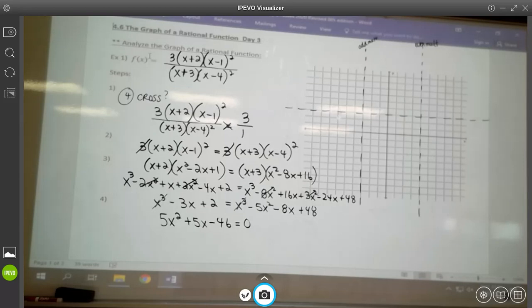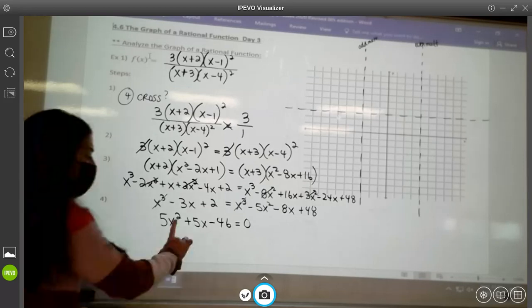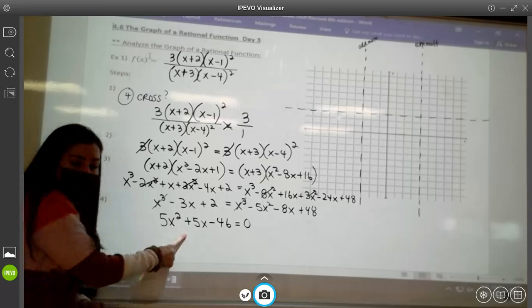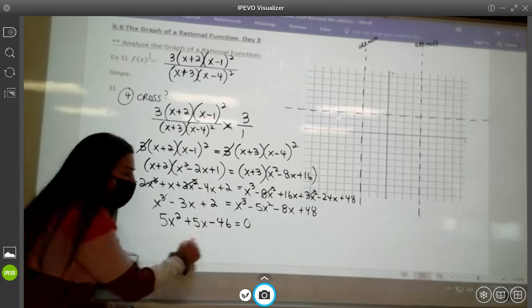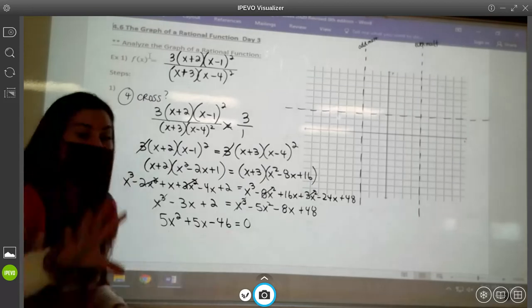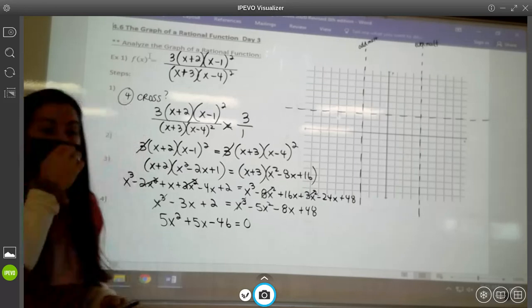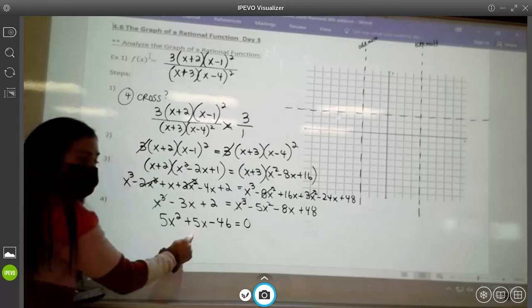I apologize. I'll tell you right now, I would try to solve this quadratic by factoring. It doesn't factor. Now you've got to use the quadratic formula. I told you, this one gets nasty. So everybody right now, solve this using the quadratic formula.